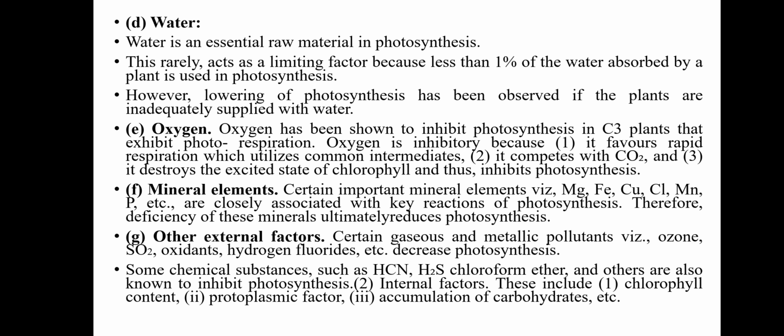Next, water. Water is an essential raw material for photosynthesis. Then oxygen. A high concentration of oxygen shows an inhibitory effect on photosynthesis. It is called the Warburg effect. Then some mineral elements are required for photosynthesis, which are magnesium, iron, copper, chlorine, manganese, phosphorus, etc. There are some other external factors which regulate the process of photosynthesis. So these are the factors which affect the process of photosynthesis.